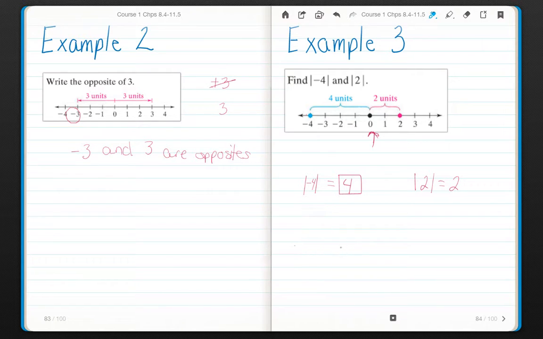Remember, absolute value is always positive. Now, the number inside the absolute value symbol can be negative, that's fine, but its absolute value is always a positive number. It's always a distance away from 0.